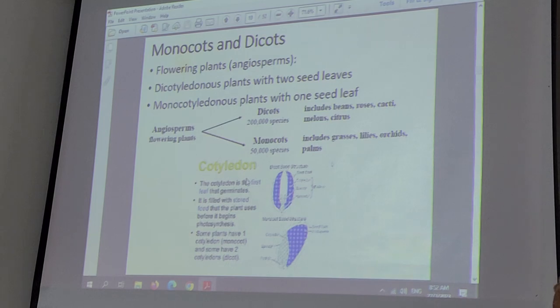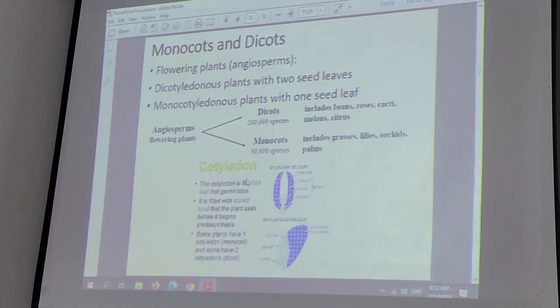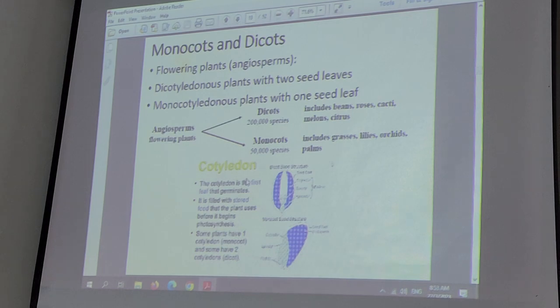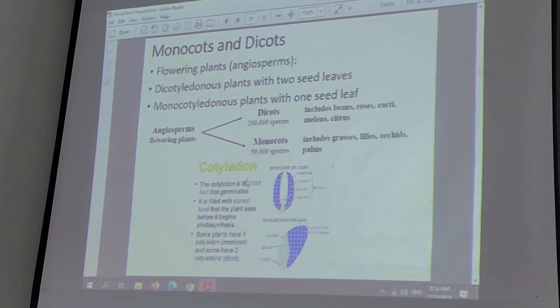Now come the dicot and monocot. I hope you still remember this from your botany, okay? What is dicot? What is monocot? What is cotyledon? Where is cotyledon? Have you heard the word cotyledon before? Yes, okay. What is it and where is it? Cotyledon, shoot and root.